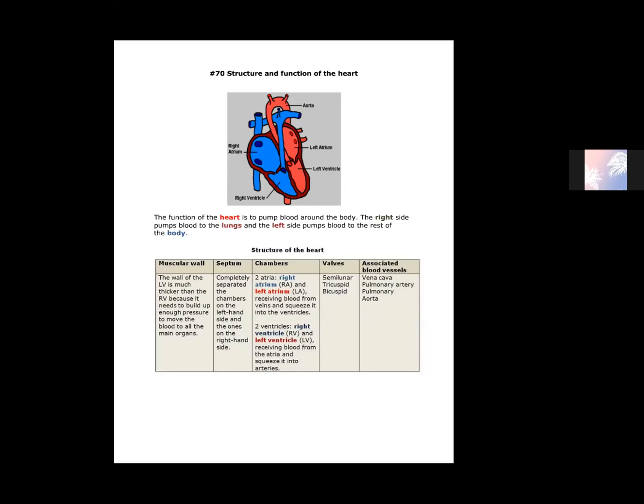Between the left atrium and left ventricle, and also between the right atrium and right ventricle, there are valves. Also inside the aorta and pulmonary arteries, there are valves. And the associated blood vessels: right atrium, superior and inferior vena cava; right ventricle, pulmonary artery; left ventricle, aorta; left atrium, pulmonary veins.